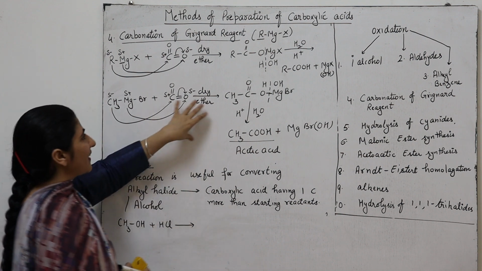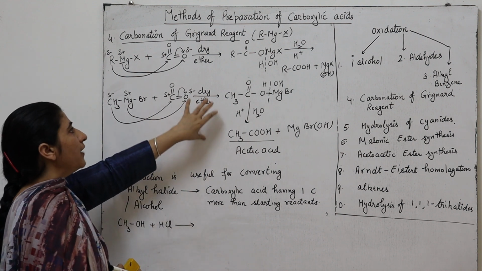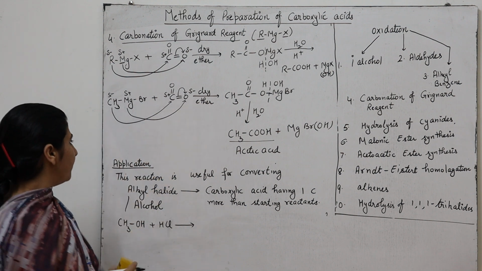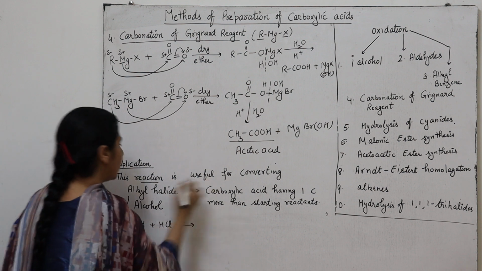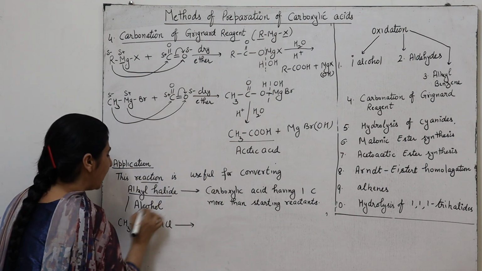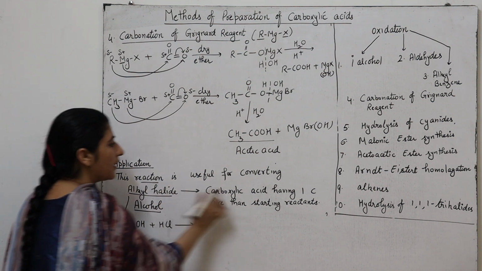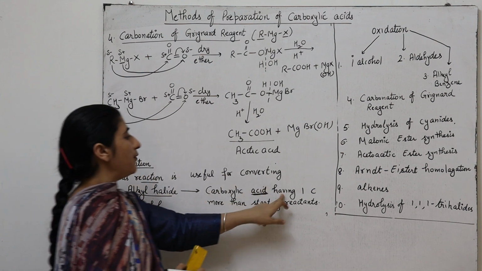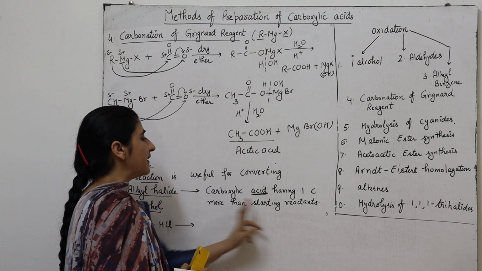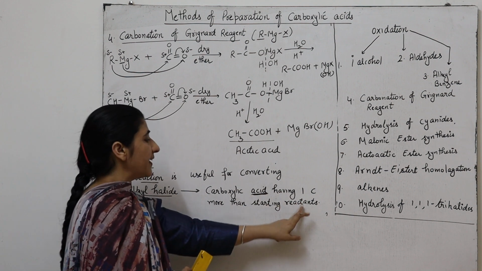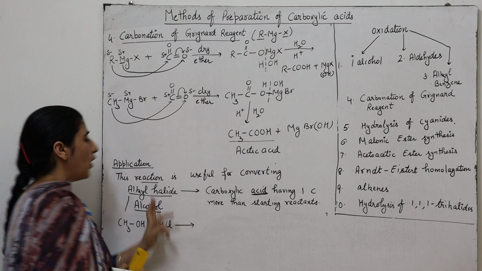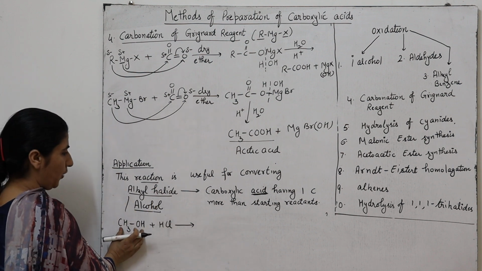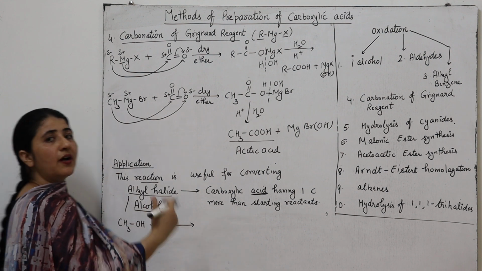So how is this reaction useful? Where is this reaction used in daily life? This reaction is used for the conversion of alkyl halide or alcohol to the carboxylic acid. Which carboxylic acid? One having one carbon more than the starting reactant, meaning the starting alcohol or alkyl halide. For example, we have a methyl alcohol. It will be converted into a carboxylic acid.